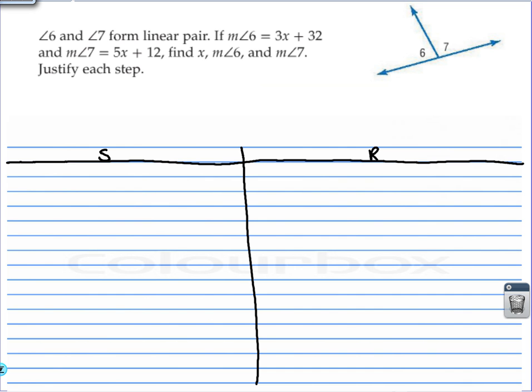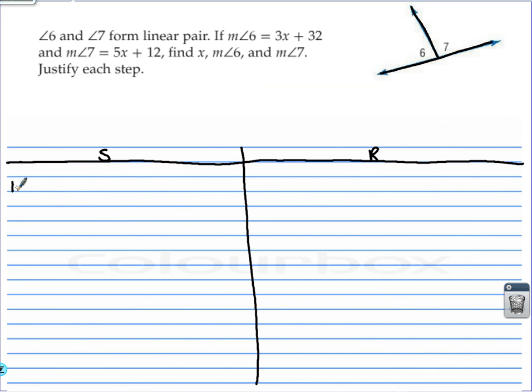Angles 6 and 7 form a linear pair. Well, I don't know what a linear pair is. I just threw that away, right? I didn't think I would ever need it again. Don't do that. Everything that you learn this year, do not forget, because it's going to come back up over and over and over. Linear pairs. A linear pair is two angles that have a common side and form a straight line. So angles 6 and 7 form a linear pair.